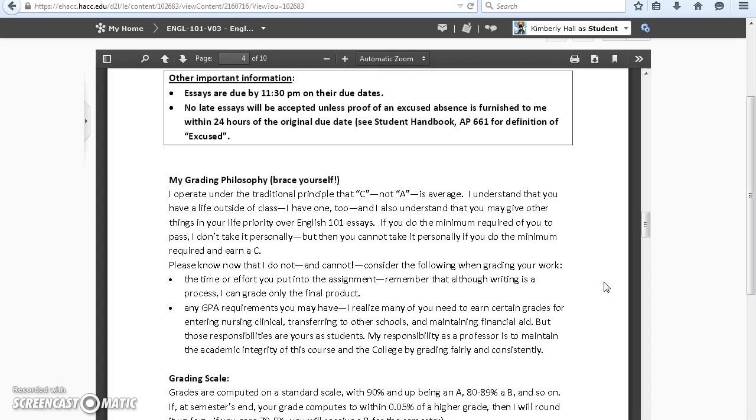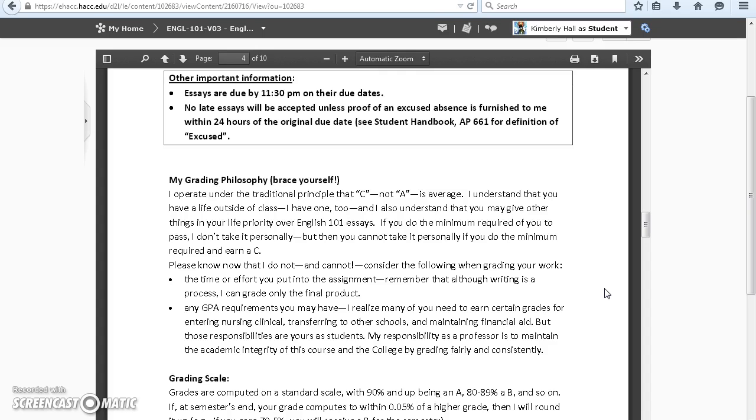The first policy is the grading policy and my grading philosophy. What's important to know here is that the default setting is a C. If you do better, you can get a B or an A, and if you do worse than average, meaning if you turn in a paper that's short of the page minimum, or lacks in-text citations, or doesn't really meet the assignment, then you will earn less than a C.